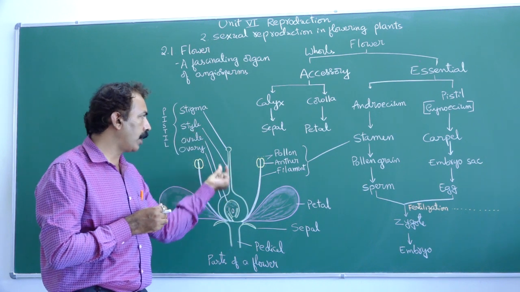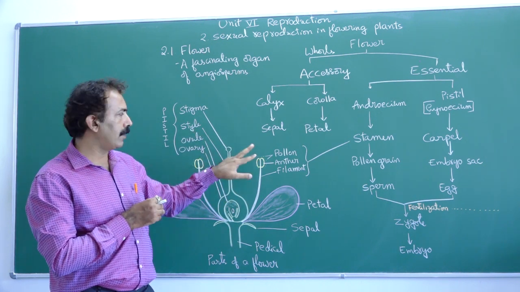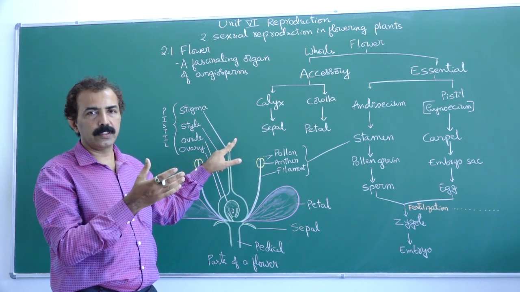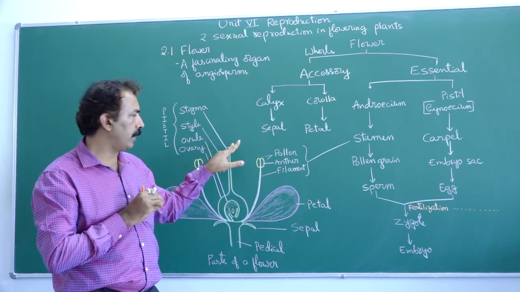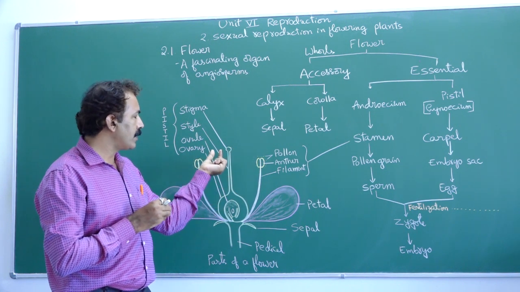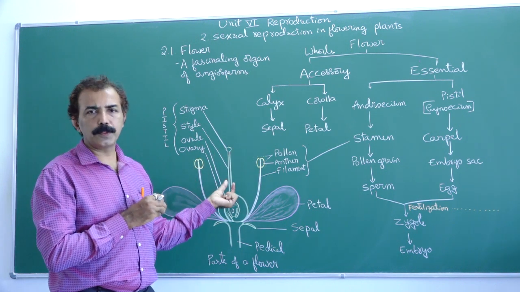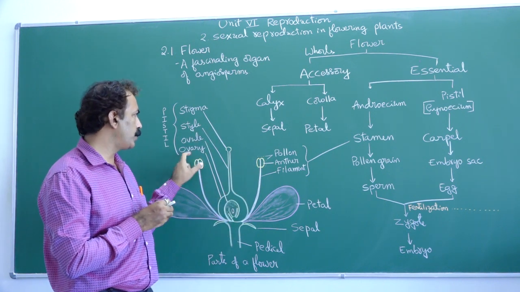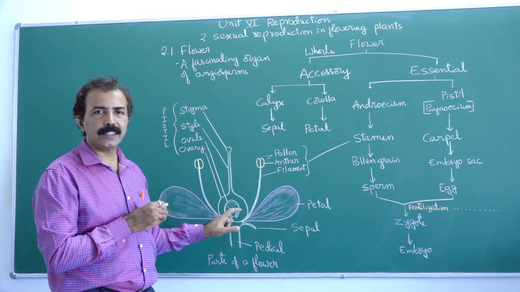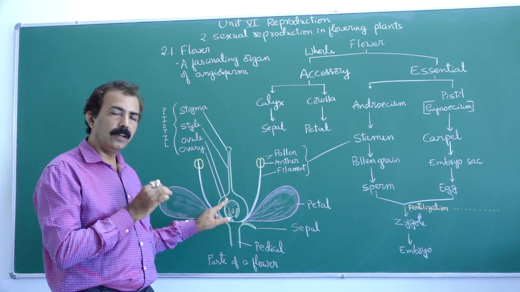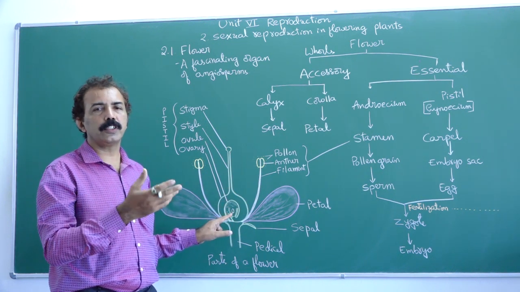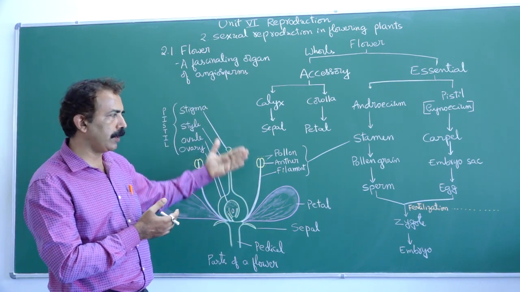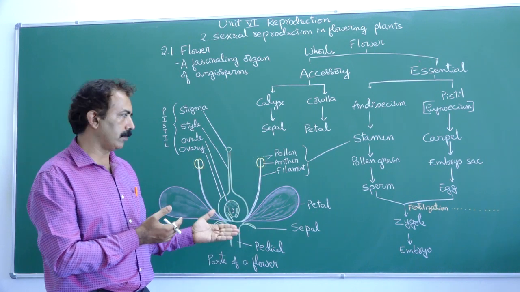Style holds the stigma up in the air so that it will receive maximum pollen grains, so it can make a choice, the best out of the available. So style has a function of conducting the sperm from the stigma towards the ovary. Ovary forms the future fruit, ovule forms the future seed, and within the seed lies the embryo, the future generation. So this is a LS, longitudinal section of the flower.